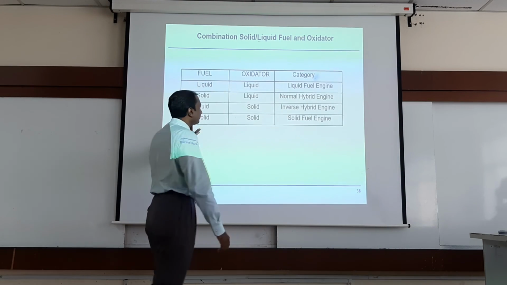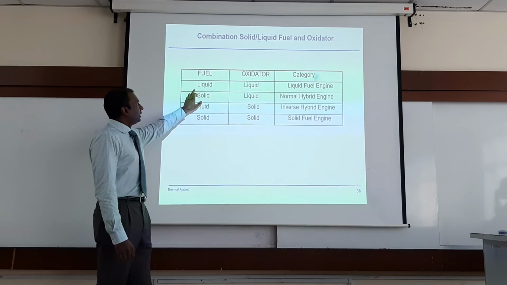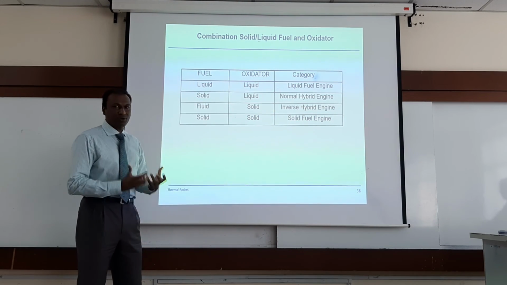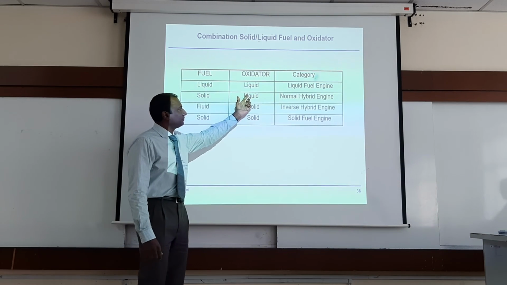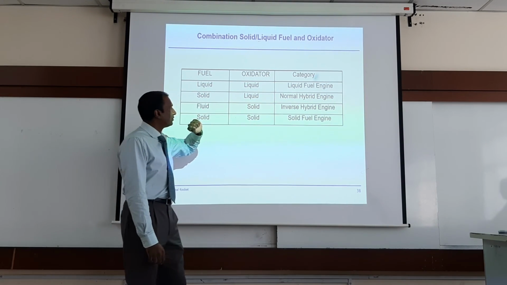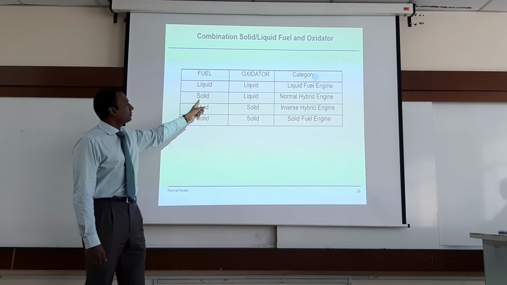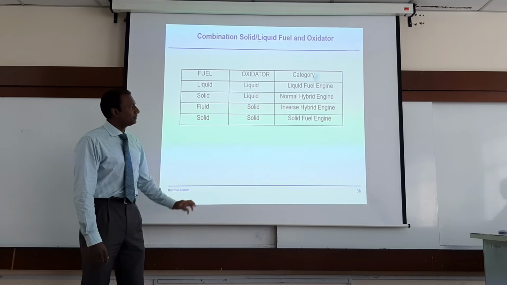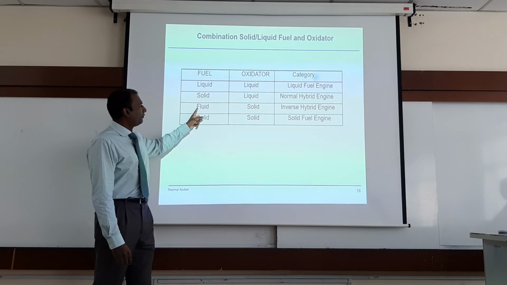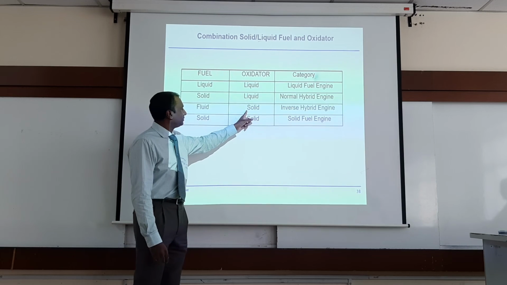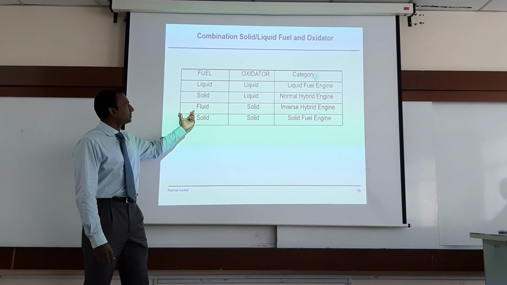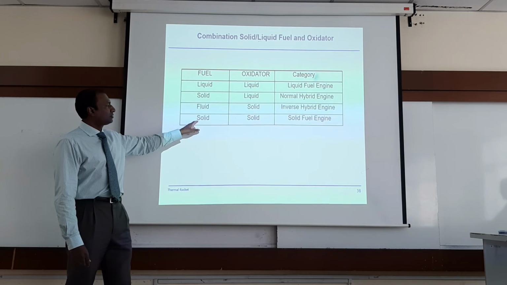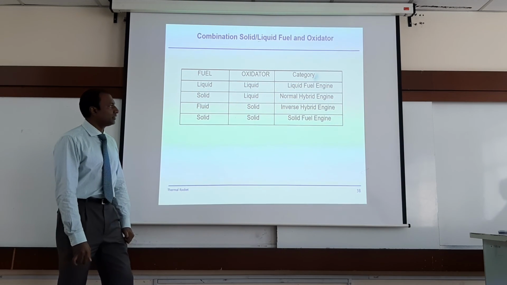So fuel. Now, if you look at a rocket, if your fuel is liquid and you have a liquid oxidator, you call it a liquid fuel engine. Okay? If you have a solid fuel and a liquid oxidator, you call it a normal hybrid engine. Don't forget. Then you have a liquid fuel and a solid oxidator, that is an inverse hybrid engine. We will see how this is done. Solid and solid, this is a solid fuel engine.